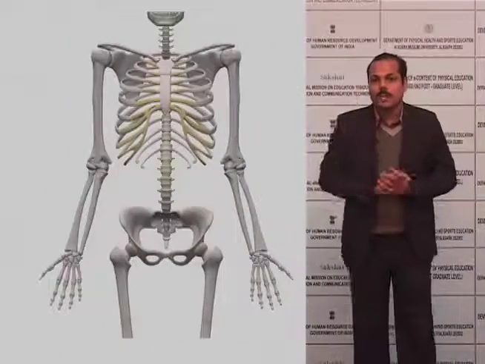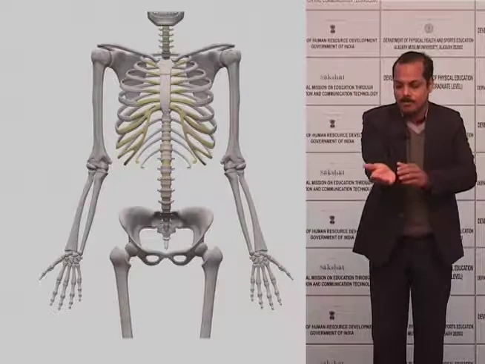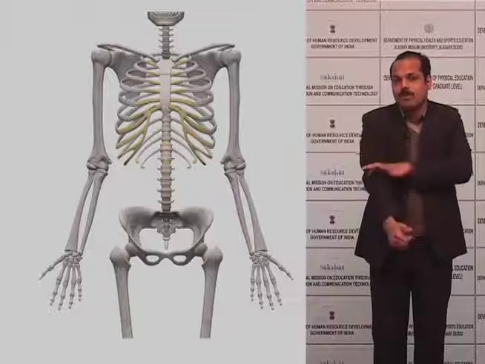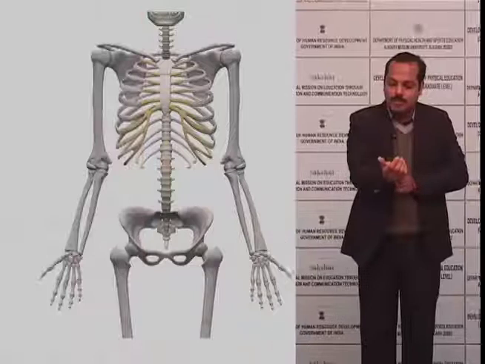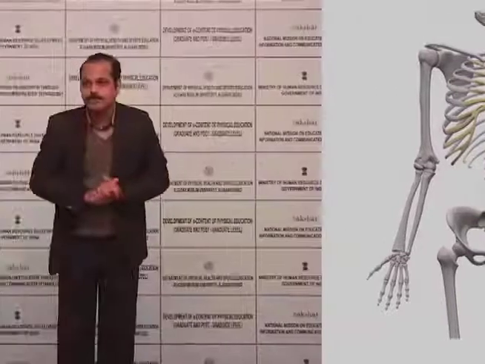Now the ulna. Ulna is the medial bone of the forearm. Proximally, along with the radius, it articulates with the humerus and forms the elbow joint. At the same time, distally, it articulates with the radius and forms the distal radio-ulnar joint. Now, there is an interosseous membrane which binds the radius and ulna. This is also known as the middle radio-ulnar joint.